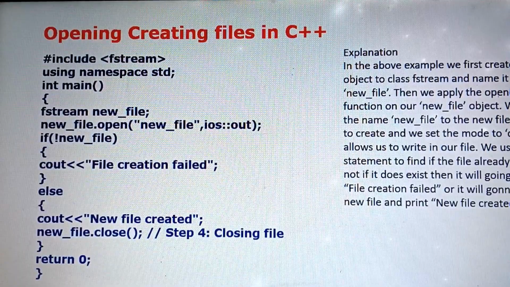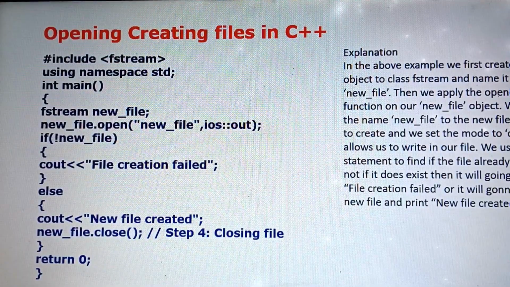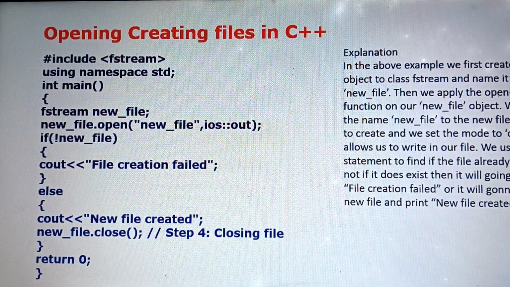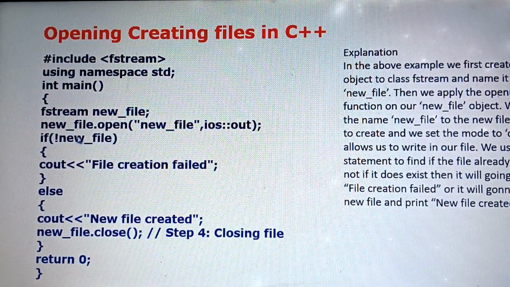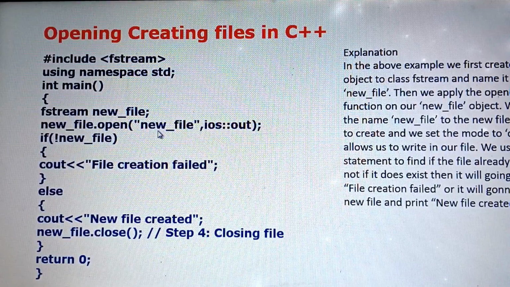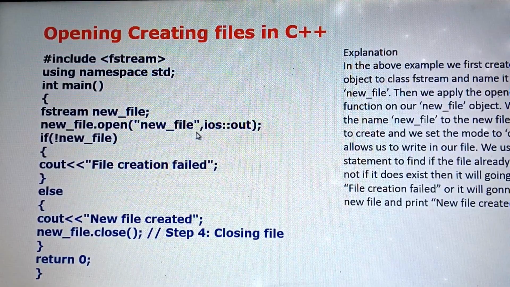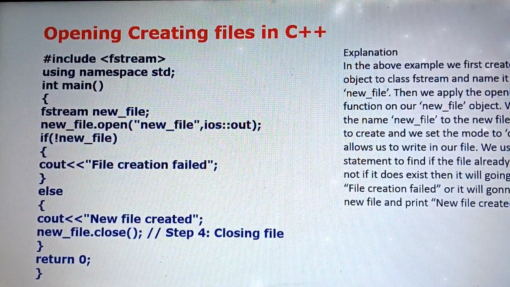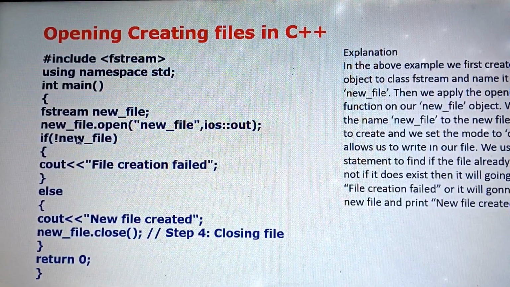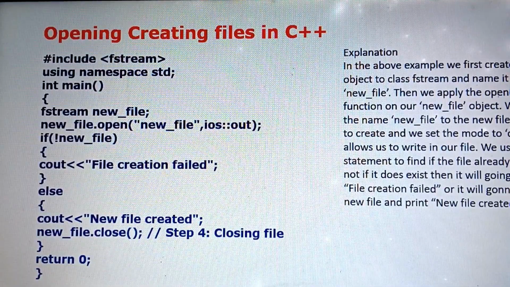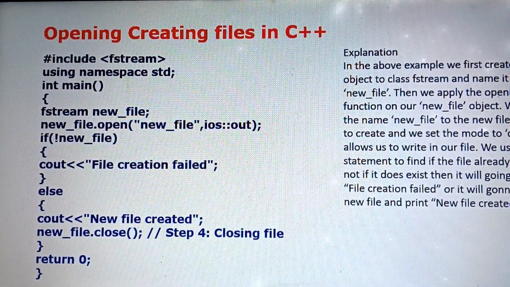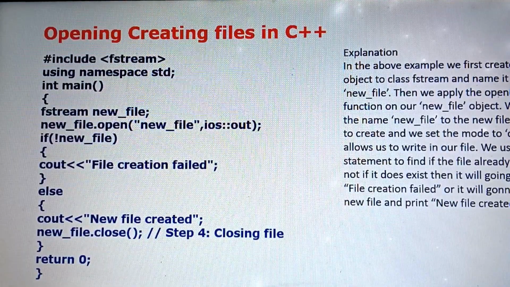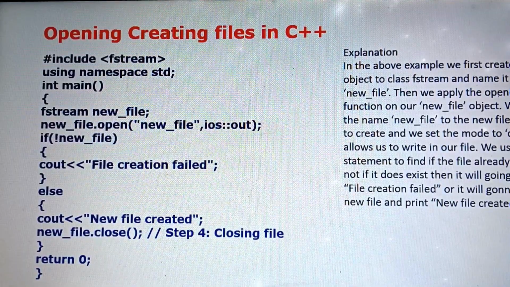Give fstream, then give the name of the object. With the object we can execute the functions contained in the class. Then object name new file dot open, give the name of the file you want to create, and the mode is out mode. Only with out mode can we write to the file. Then check whether the file is there or not. If it is not there, it will print the message file creation failed. If it is there, it will print the message new file created. Then finally we have to close the file. How to close the file?